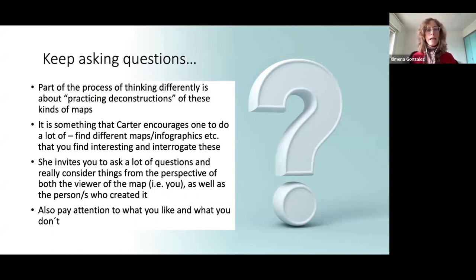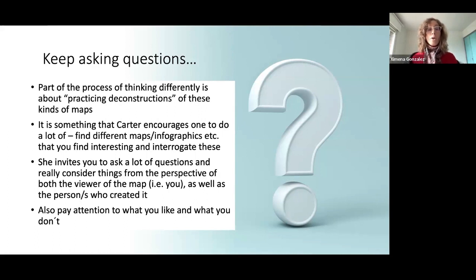So looking at these kind of maps and really asking questions. And this is something that Professor Carter really encourages one to do. So you find different maps or infographics that you find interesting, and you interrogate these, like, why do I find it interesting? Is it colorful? Do I like what they're trying to say? Is it interesting? Does it make me come in and want to look more and really explore what they're trying to tell me?